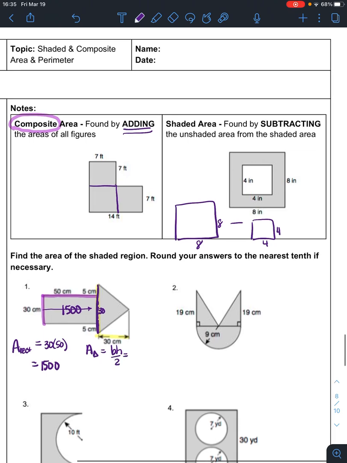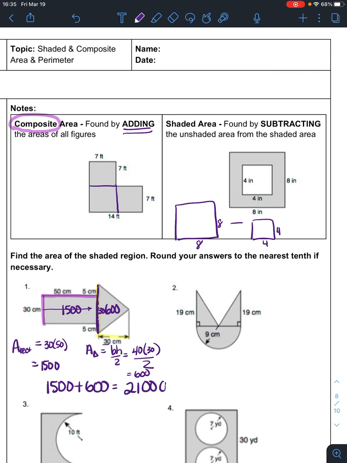So the area of the triangle is base times height divided by 2, or base, which was 5 plus 30 plus 5, which was 40, times the height, which was 30, divided by 2. So 1,200 divided by 2 is 600. So I would say then the area of that triangle is 600. Then I would take the 1,500 and add the 600, and that gives me 2,100 centimeters squared. So that would be the total area of number 1.